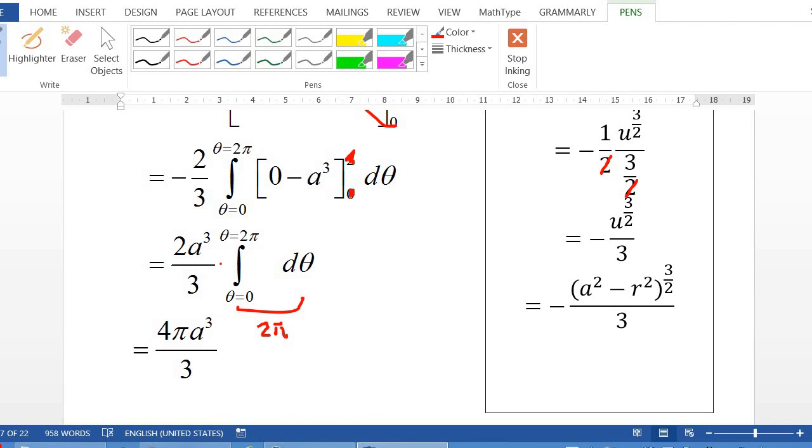2 pi times 2a cubed over 3, you get 4 pi a cubed over 3, which tallies with the formula of volume of a sphere, 4 pi r cubed over 3. Here r is the radius of the sphere, and in this case the radius of the sphere is a. So 4 pi a cubed over 3 tallies with the formula of volume of a sphere.